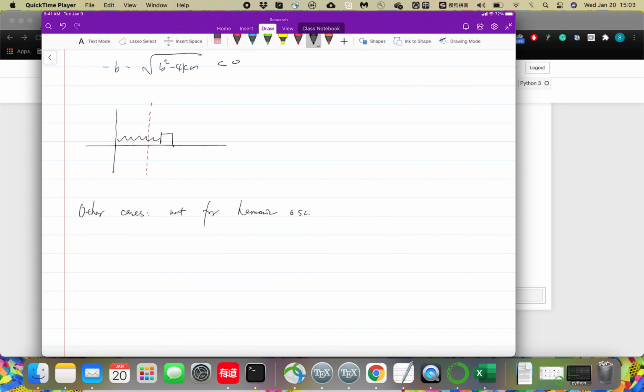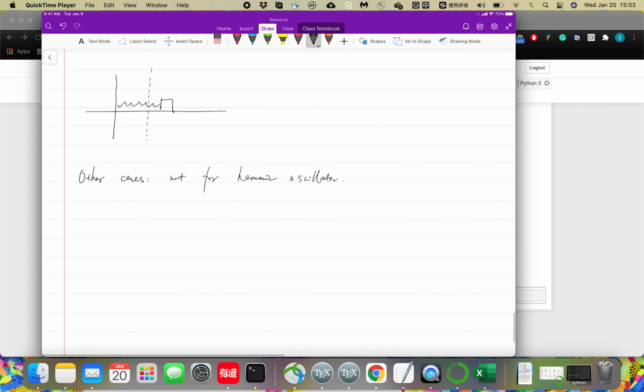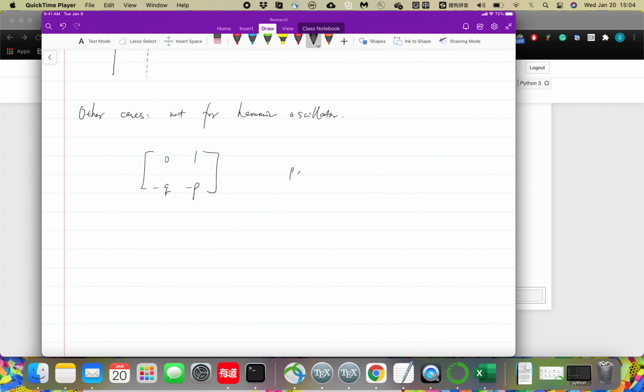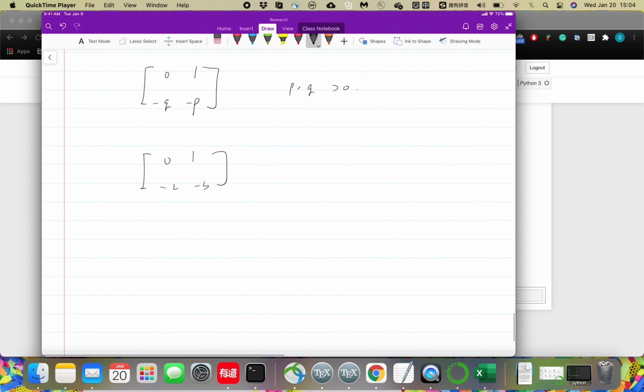Due to the special form of harmonic oscillators, if you look at the harmonic oscillator equation, negative q and negative p, or p and q have to be positive because they come from friction. They come from a spring constant. Therefore, if you see something like this, it's very likely describing a harmonic oscillator, and therefore you're going to see one of the cases we described before.